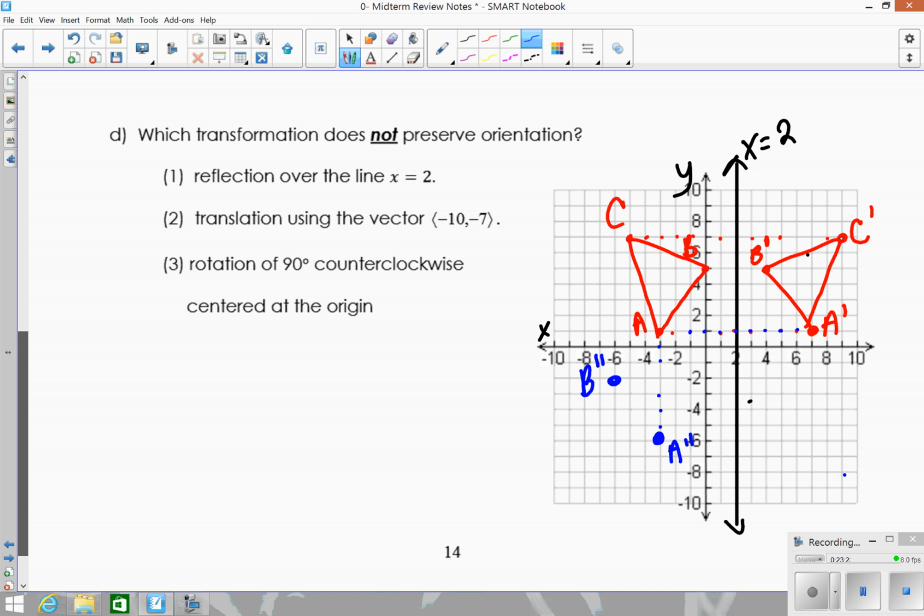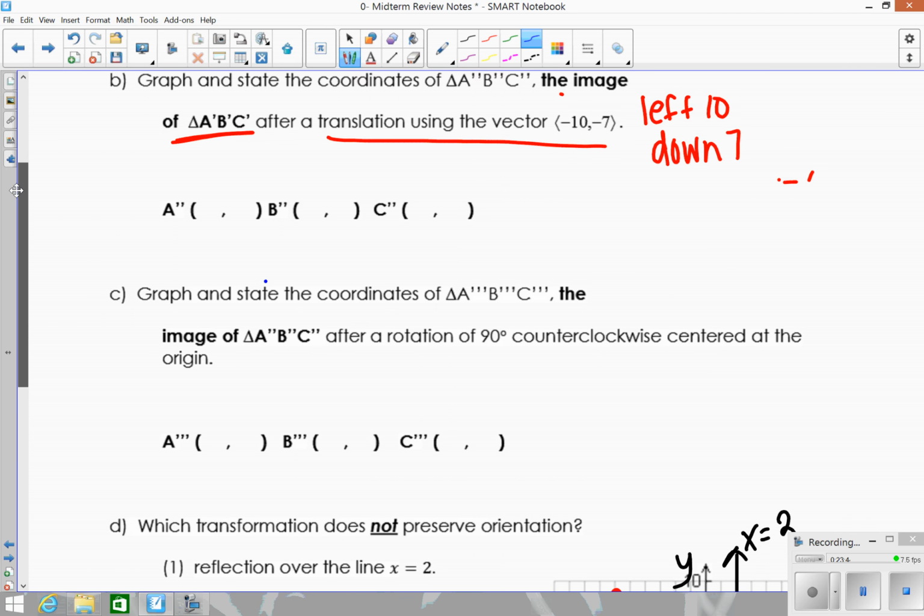C double prime left 10, so I'm over at 9, so it's going to be over at negative 1. So I'm just counting left 10, down 7. So down 7 would be right here. Then we state those coordinates. So go up top here, state those.